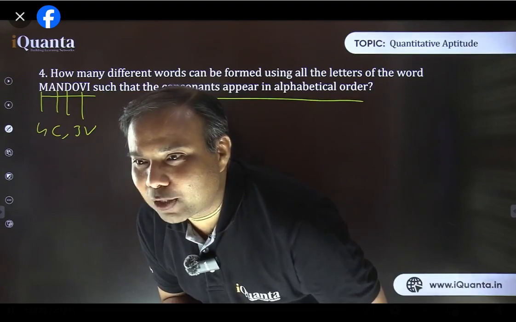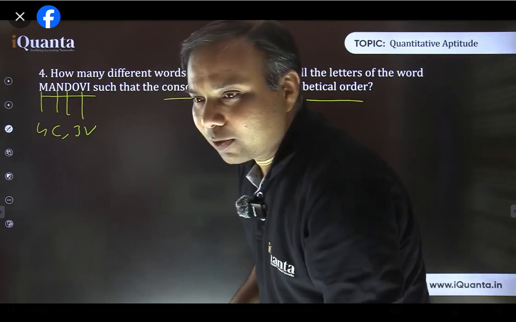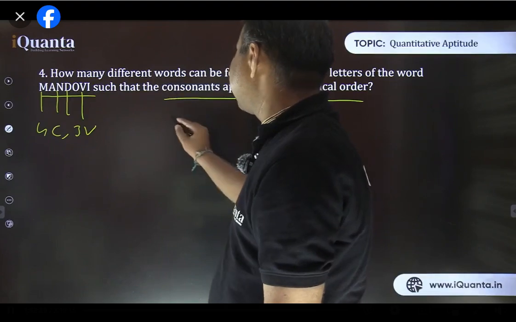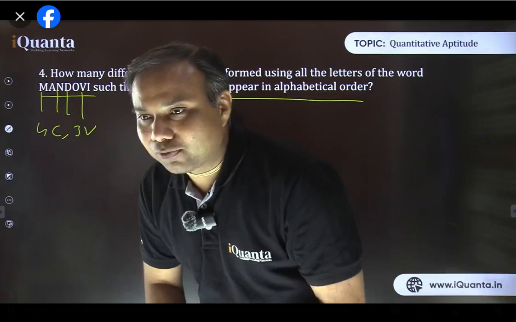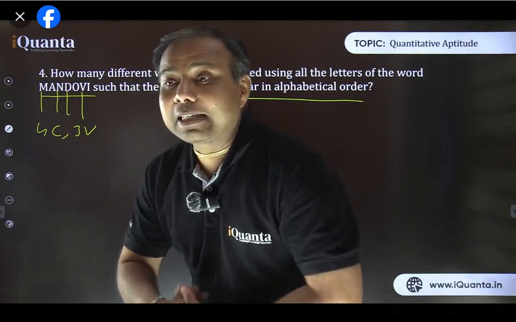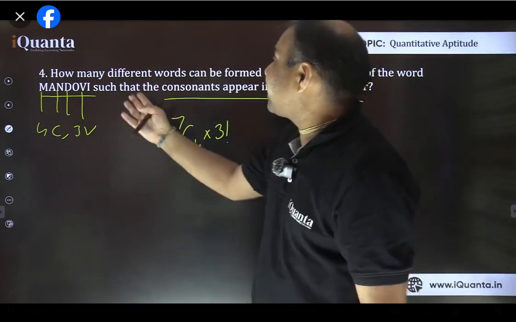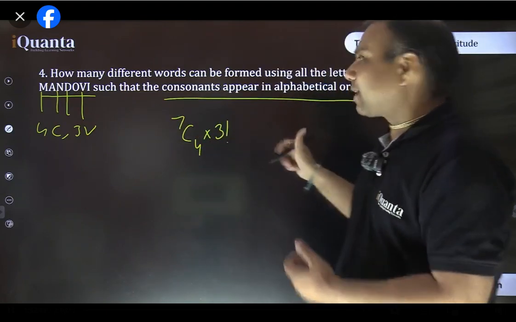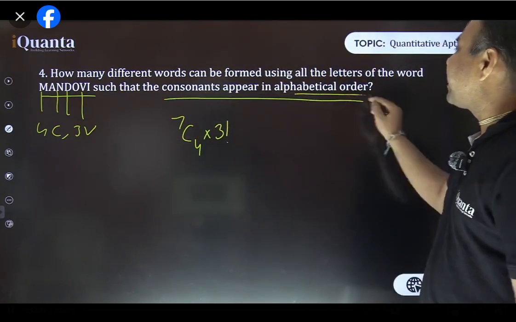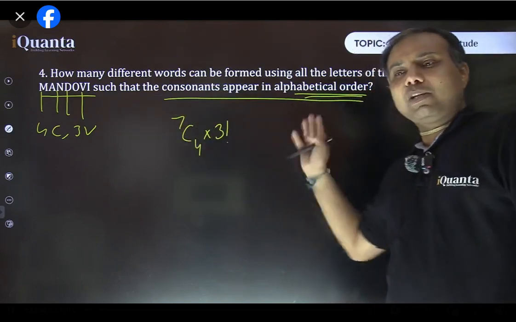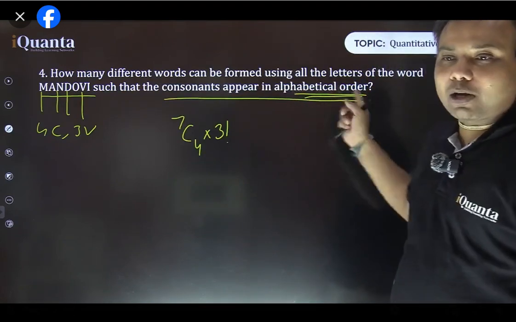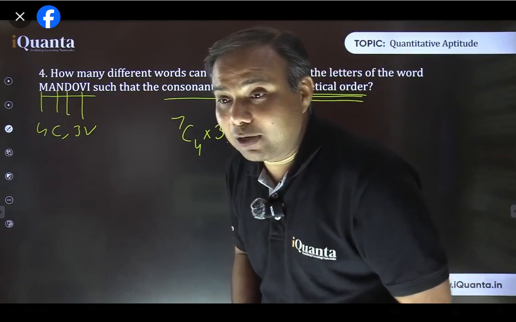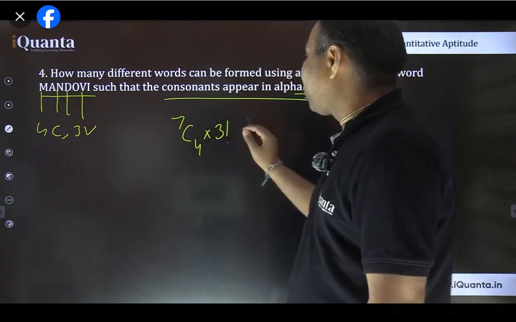Yukta, 7C4 into 3 factorial. That is perfectly right. Good. 7C4 into 3 factorial. That is the right answer. See, Farhan, taking consonants as a single unit, it doesn't say that consonants must appear together. It only says that consonants appear in alphabetical order. It is possible that the consonants are placed at different places, but they must be in alphabetical order. That is the only thing which is required. So the correct answer is 7C4 into 3 factorial.